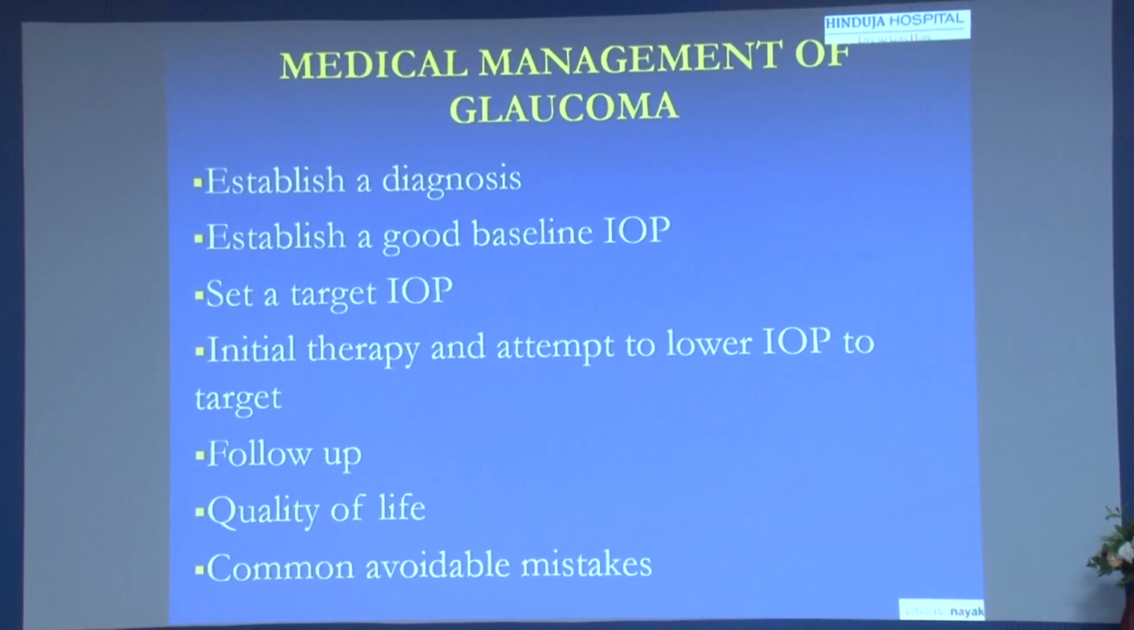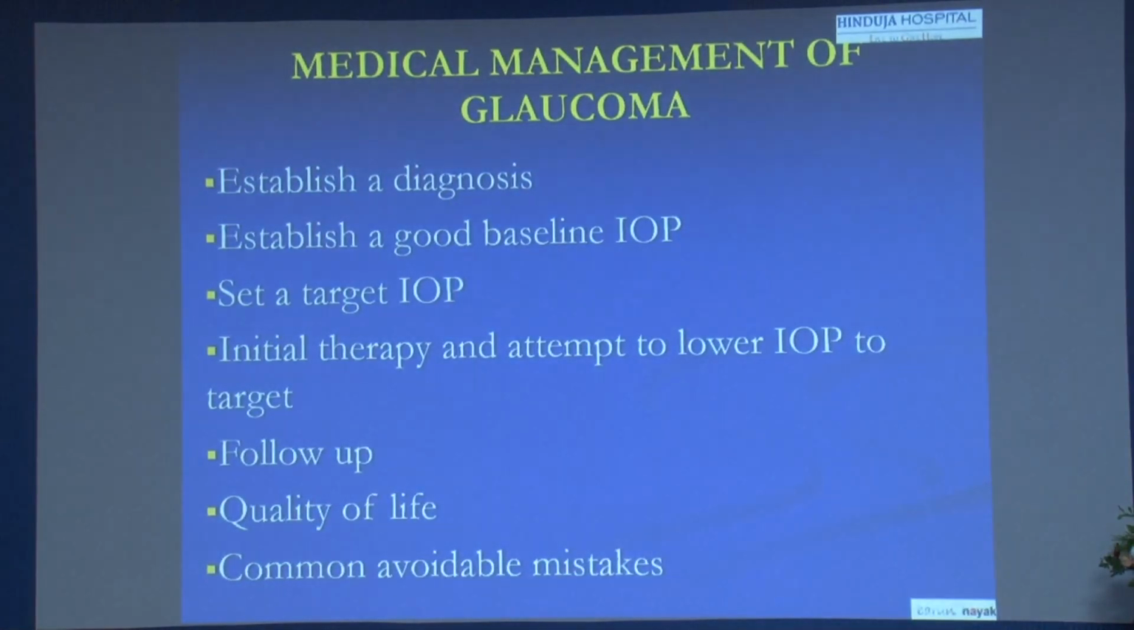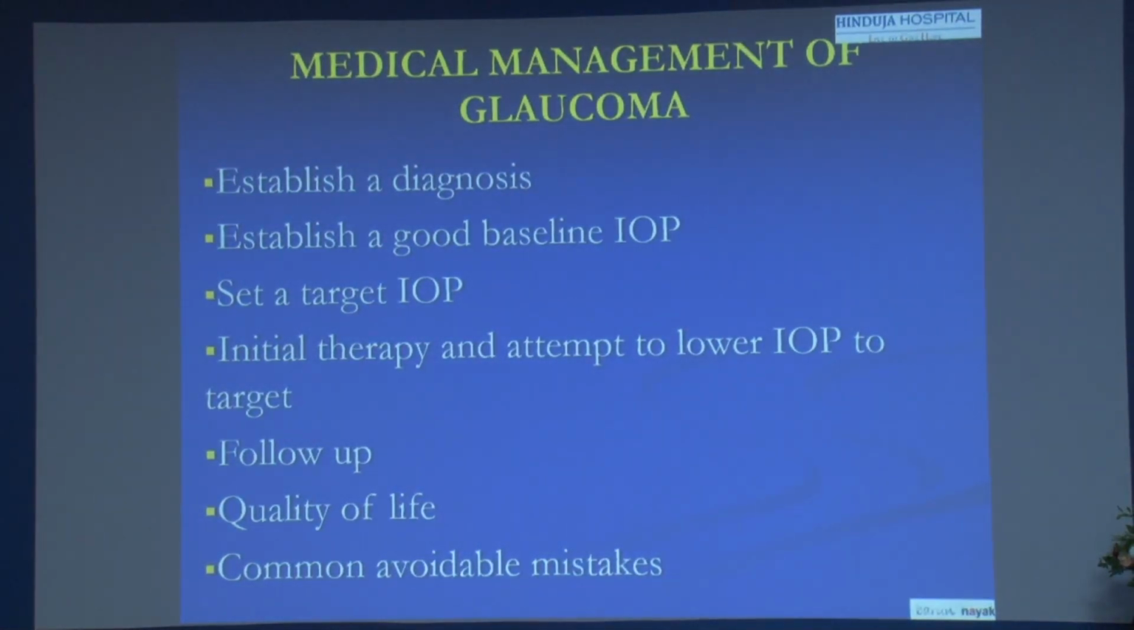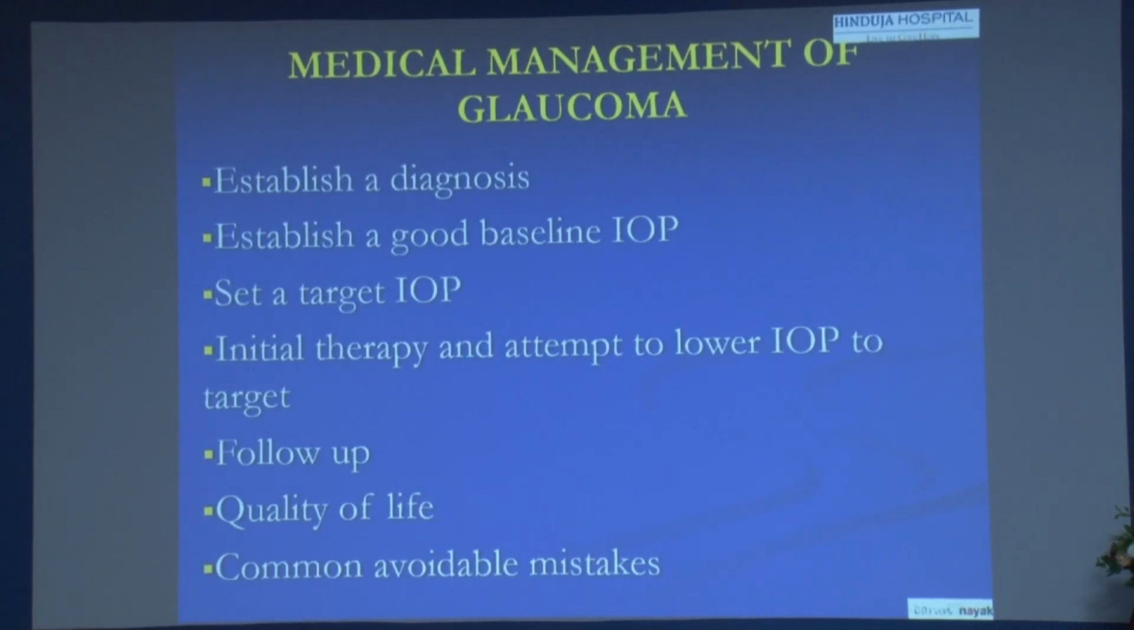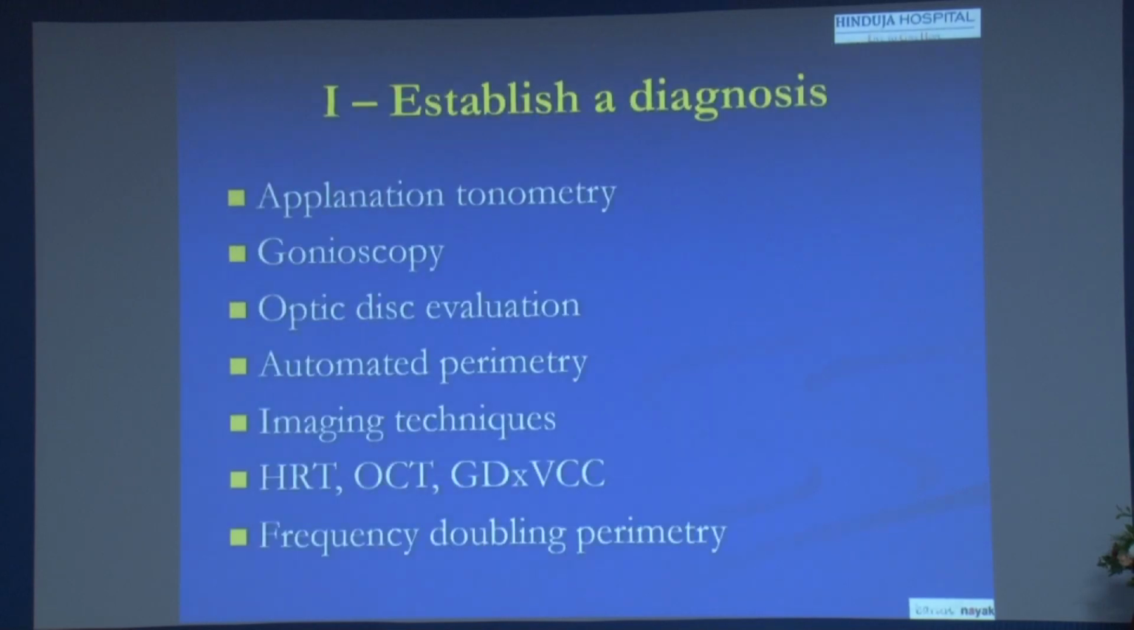Then once you have done that, set a target IOP, then start initial therapy to attempt to lower the IOP to your target. But remember, I will come to this sometime later, don't just shoot the AK-47 right in the beginning, everything in one go. You have to go step by step, because it's not a malignant disease. If in the process you take even 1 month or 2 months, it will not harm that much. As against this, when you put a lot of medicines in that patient's eye, probably you will be doing more harm. And then follow up frequently, which is a must, because you have to explain lifelong follow up. Also look at the quality of life and avoid some mistakes.